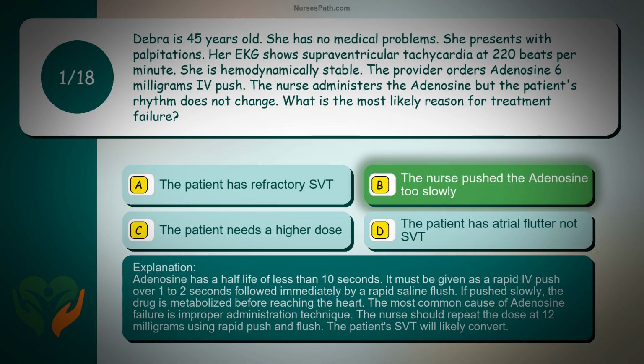Adenosine has a half-life of less than 10 seconds. It must be given as a rapid IV push over 1 to 2 seconds, followed immediately by a rapid saline flush. If pushed slowly, the drug is metabolized before reaching the heart. The most common cause of adenosine failure is improper administration technique. The nurse should repeat the dose at 12 mg using rapid push and flush. The patient's SVT will likely convert.